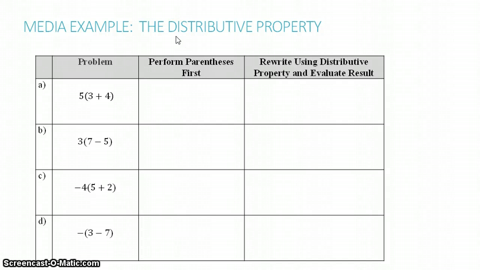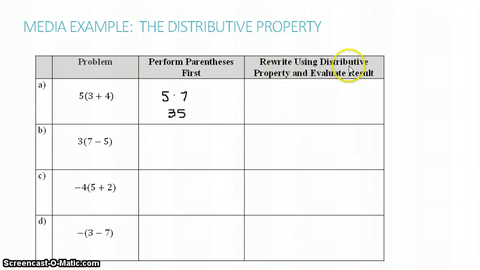In this example, we're going to practice evaluating problems such as these using the distributive property, and we're also going to perform the parentheses first to validate that the two expressions are equivalent. So let's look at the first one. 5 times parentheses 3 plus 4. 3 plus 4 is 7, so this is the same as 5 times 7, which is 35.